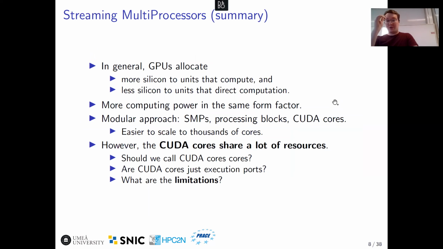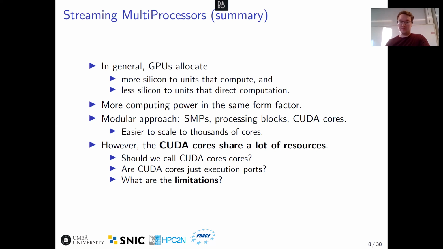So in general, GPUs allocate more silicon space to the units that do computation, and less silicon to the units that direct the computation, for example the schedulers and the dispatch units. And this means that you can get way more computing power on the same size of die. It's also modular, because you can simply scale up the number of SMPs to get more cores. You can add more processing blocks inside the SMPs, and you can have more cores inside the processing blocks. So it is much easier to scale up to thousands of cores.